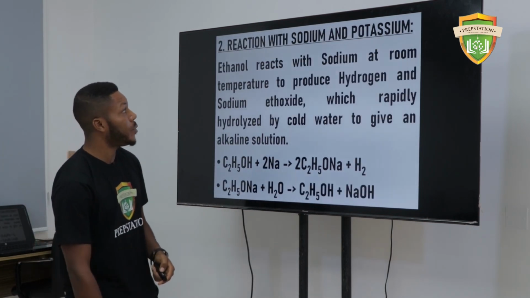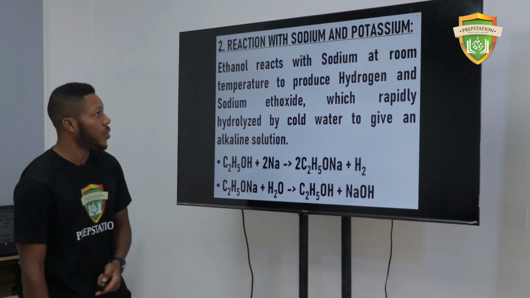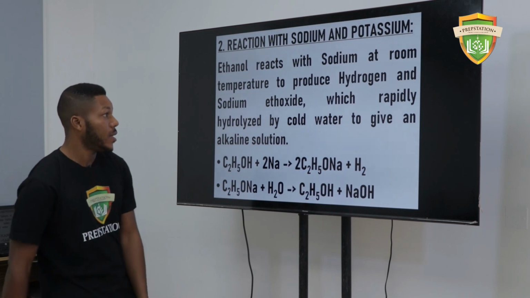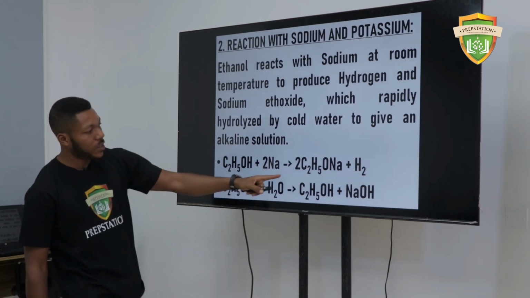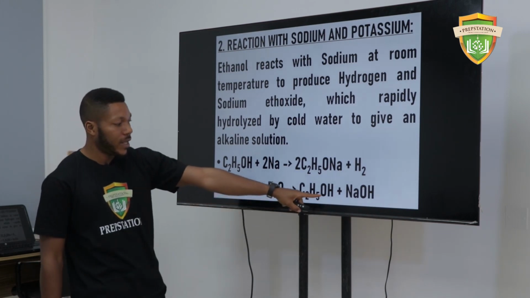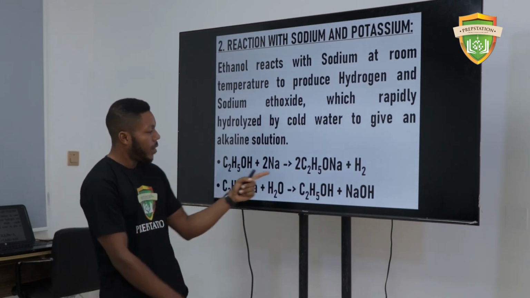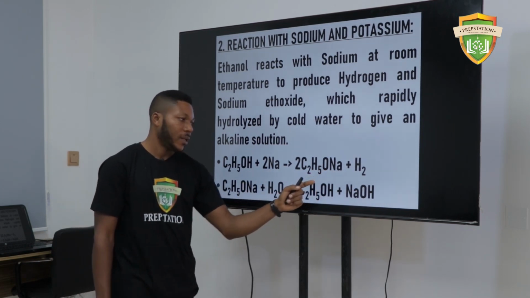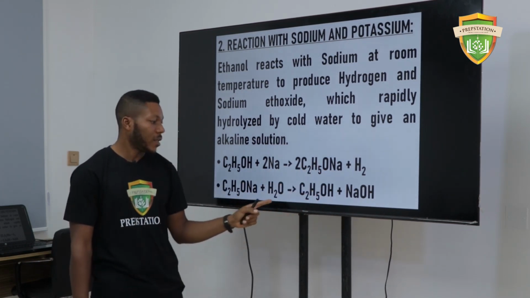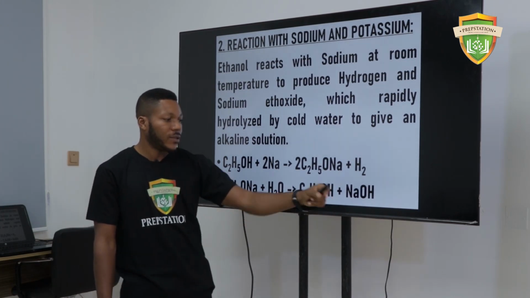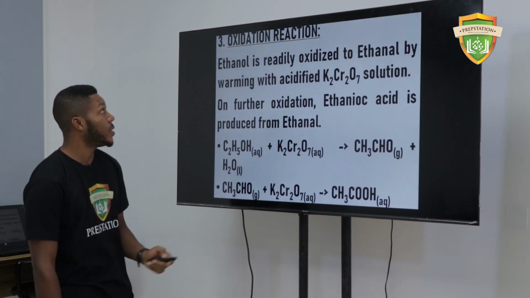Reaction with sodium and potassium. Ethanol reacts with sodium at room temperature to produce hydrogen and sodium ethoxide. As you can see, this is ethanol with sodium, this is sodium ethoxide, which further hydrolyzes to give us what? Ethanol. Ethanol with sodium gives us what? This is called sodium ethoxide. Now to hydrolyze it, dissolve it in water, you give us ethanol and sodium hydroxide as a byproduct.